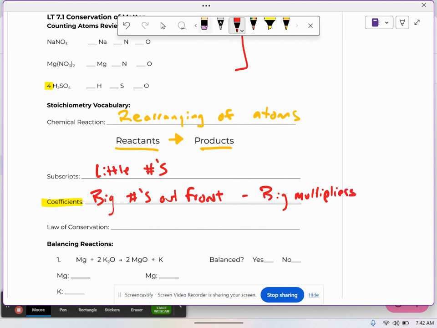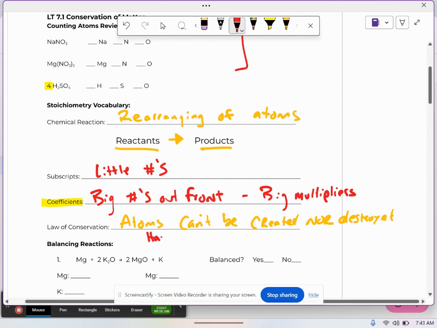And the whole premise of what we call balancing reactions is for the law of conservation of mass. And it basically says atoms cannot be created nor destroyed. So you have to have the same number on each side.